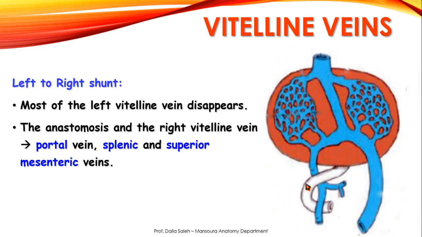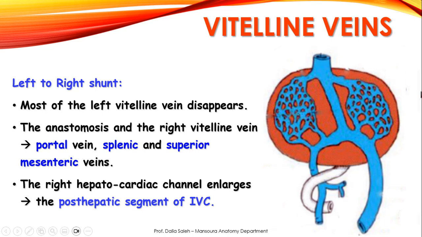and the anastomosis around the duodenum between the right and left vitelline veins will end up in forming the portal vein and its two veins that form it, namely the splenic and the superior mesenteric vein. The left hepatocardiac channel will disappear and the right hepatocardiac channel will persist and enlarge and form the posthepatic segment of the inferior vena cava.